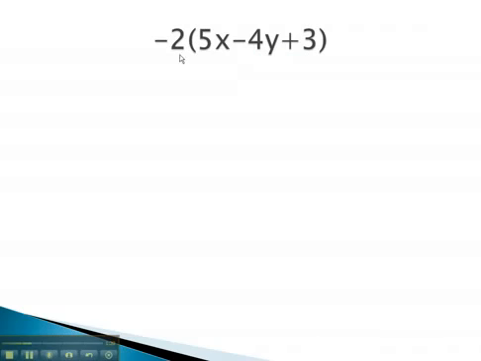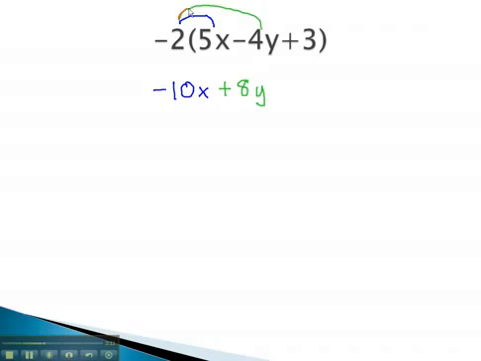In this problem, we have the -2 in front of the parentheses. So, we're going to take that -2 and multiply it by each term inside the parentheses. First, we will start with the -2 times the 5x. -2 times 5 is -10 x's. Next, we will multiply the -2 by the next term, -4y. -2 times -4 is positive 8 of these y's.